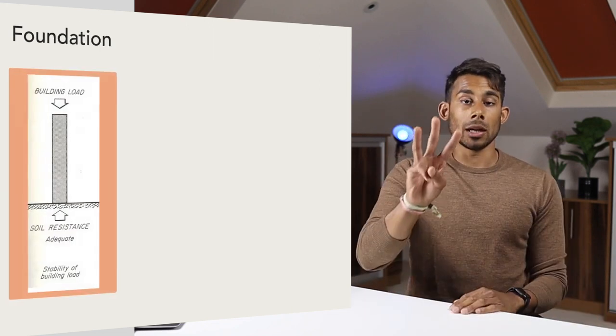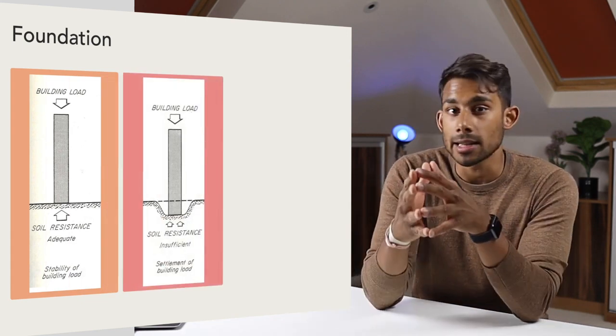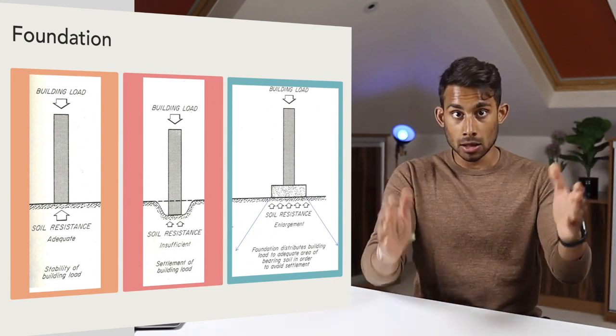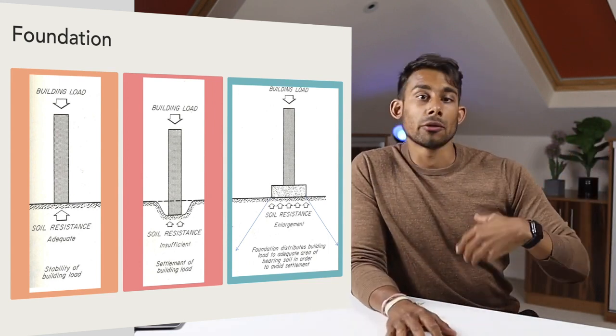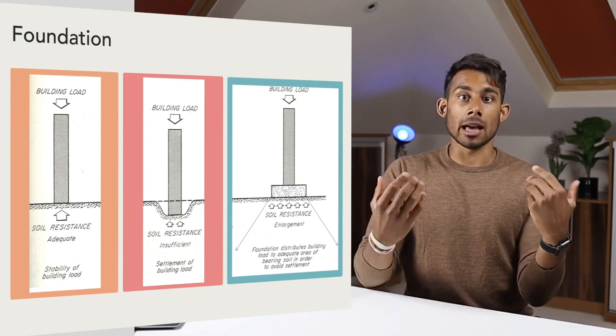Okay, let's look at the three images. Firstly, the main function of a foundation is to safely carry and transmit the loads of the building, both dead and live loads, to the subsoil. And as you can see from the first image, the soil resistance is adequate and the building load is therefore stable.